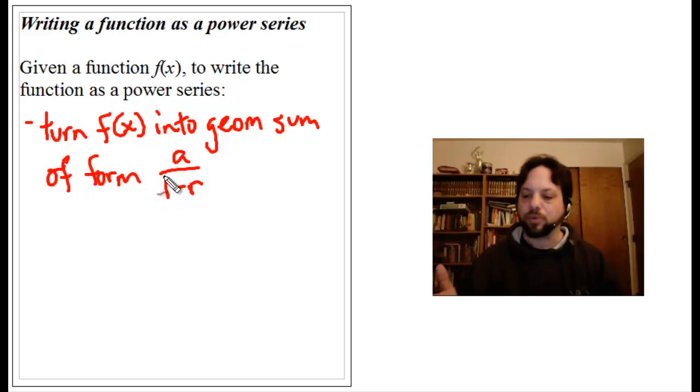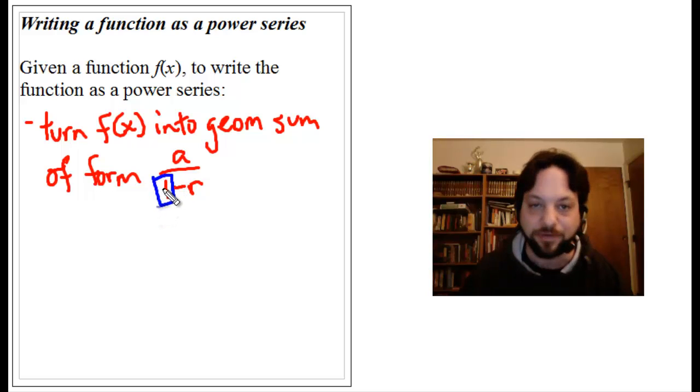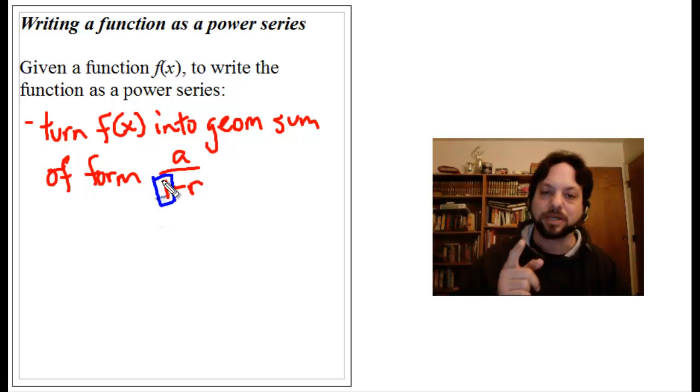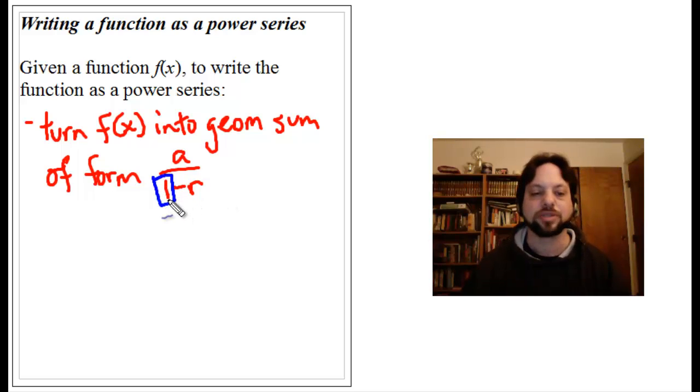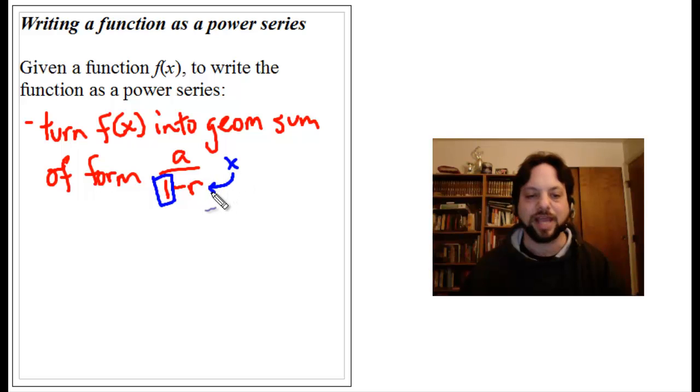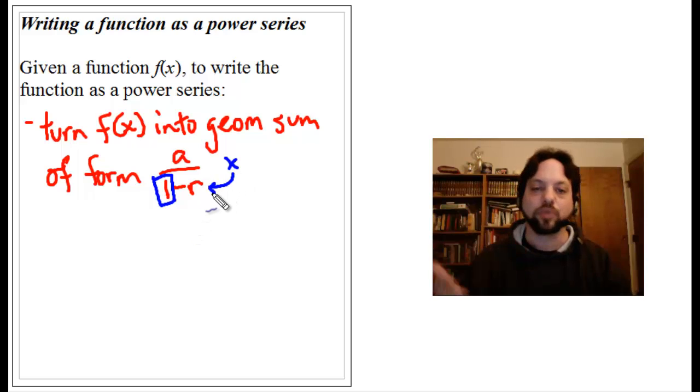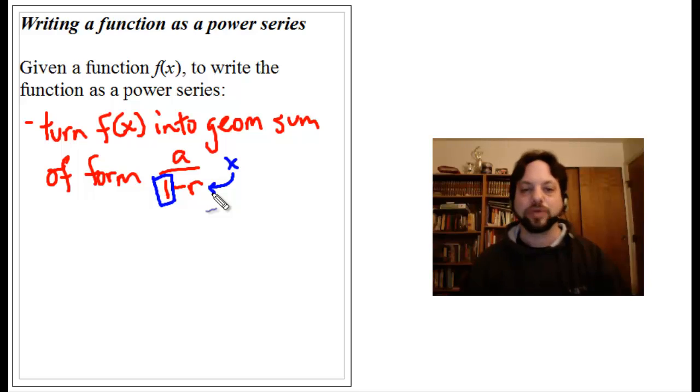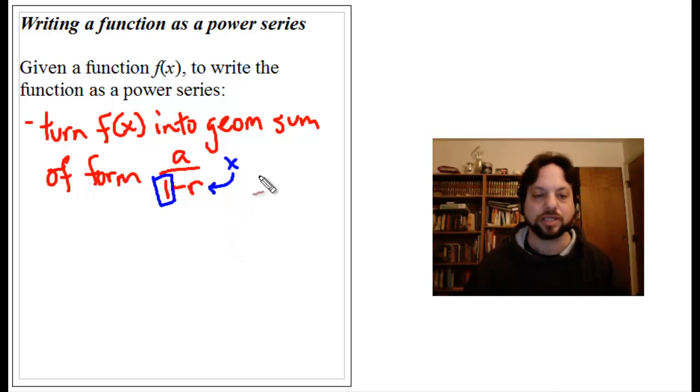Now, what's very important about that is that this must be a 1. It can't be a 5, can't be any other constant, it must be a 1. And the other thing to remember is that it's 1 minus r. Now, r is the term that will have the x in it. That will be the ratio once we turn that back into a geometric series. So, be very careful of those two things.